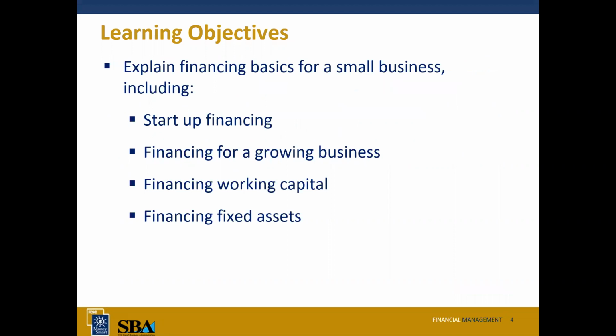Furthermore, we're going to explain financing basics for a small business, including startup financing, financing for a growing business, financing working capital, and financing fixed assets. As we've mentioned in the earlier modules, it's important to realize that there are different sources of capital, and each source of capital has its own underwriting criteria, what it takes to get approved. Well, mixed into that statement is the fact that depending on how you're going to use the money will influence where the money should come from, because not all types of capital can be used for all circumstances.